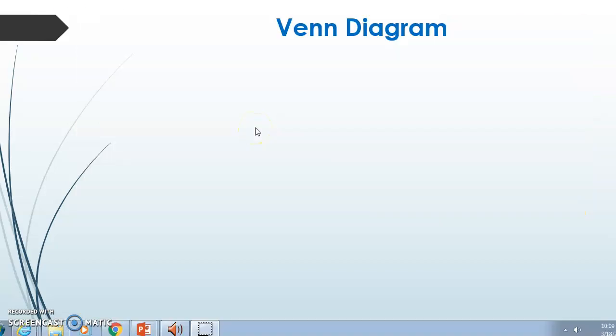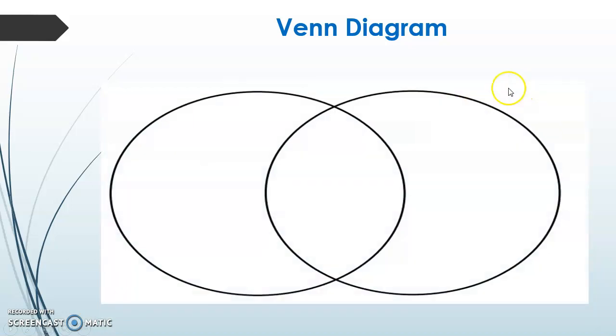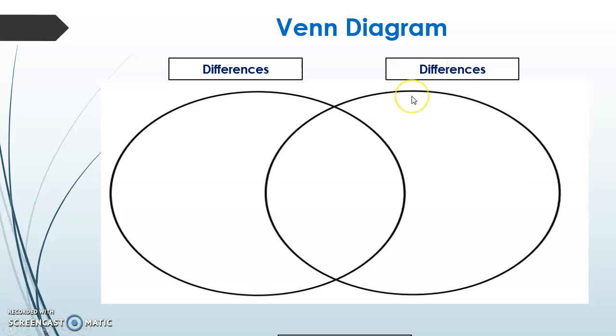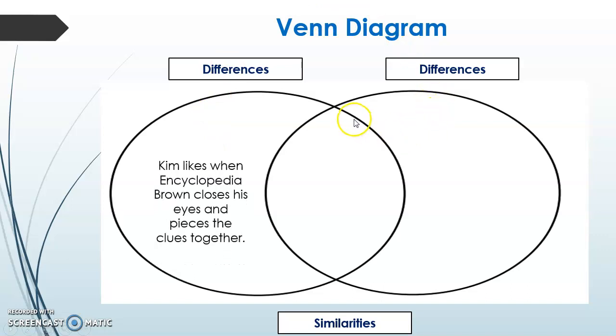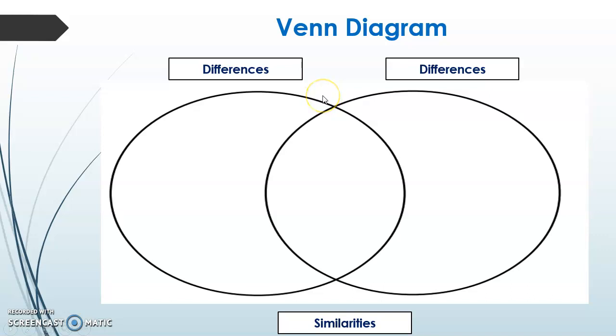Please, grade 4, again pause the video and try to draw a new Venn diagram. Thank you for drawing the Venn diagram. Now again, write here differences, and similarities. Here would be Kim, and here would be Thomas. Please pause the video again and answer it, then please share with me your answers and your Venn diagrams after the video.